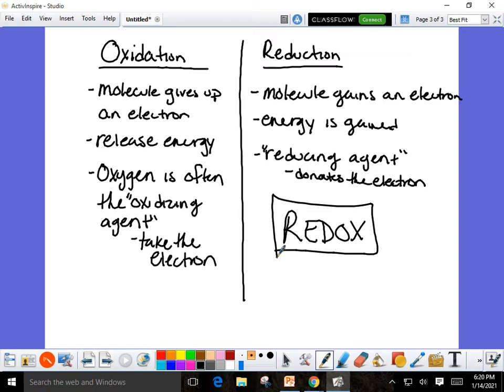Now, a way to remember this. I'm going to put this over here on the side. Remember the phrase OIL RIG. Oxidation is losing, so in oxidation, something is losing an electron. And reduction is gaining. So if you can remember OIL RIG, oxidation is losing, reduction is gaining, you'll never get those confused. I wish someone had taught me that when I was in college. I did not learn that until I was in grad school.